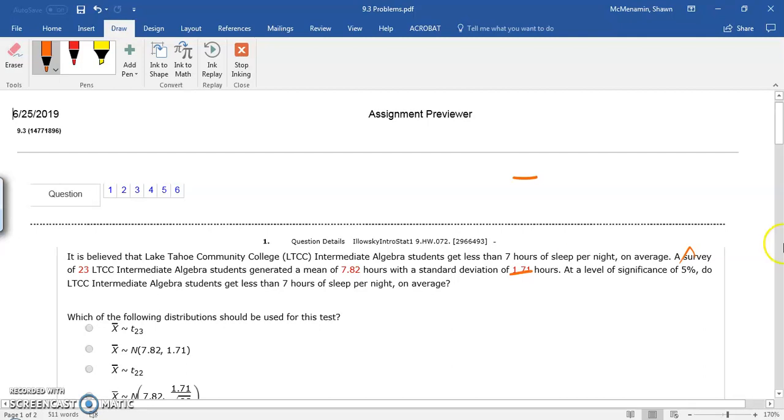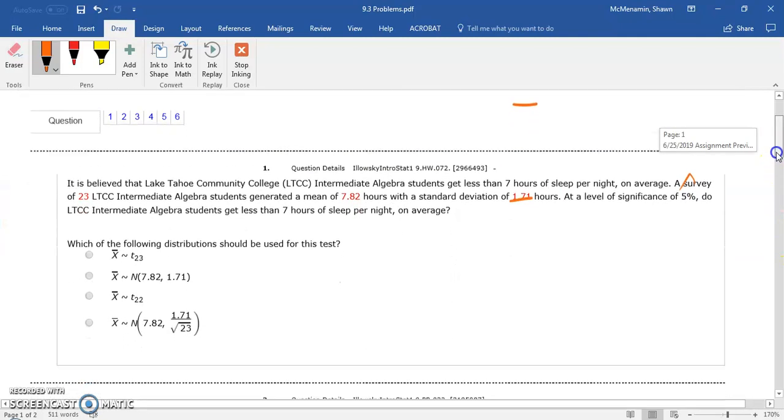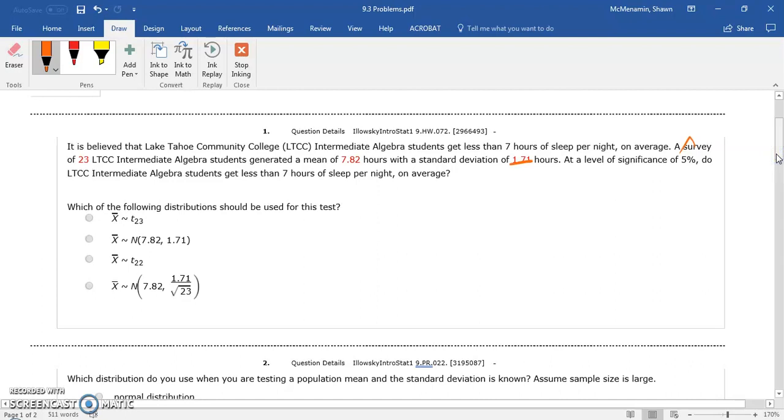So since the population standard deviation is not given, you're going to use a t-distribution. So it's going to be t with your degrees of freedom. And degrees of freedom is n minus 1. So it's 23 minus 1. So it's going to be t22. So it's a t-distribution with 22 degrees of freedom.